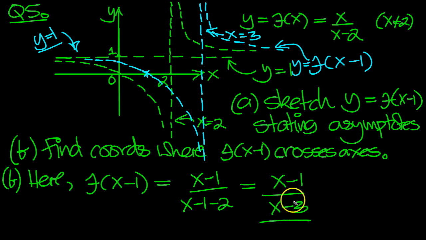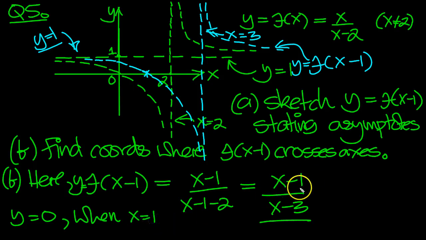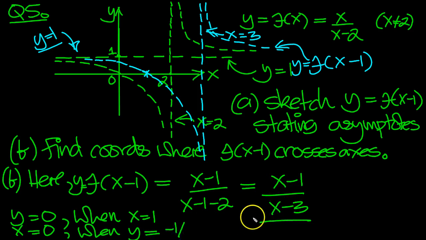So find the coordinates where this crosses the axes. So when does this y value equal 0? y equals 0 will give the value on the x-axis. Well, this will be 0 when x is 1, won't it? By inspection there. And when x is 0, put 0 in here, you get minus 1, and put 0 in here, you get minus 3, which equals 1/3. So this coordinate on the new curve is when x is 0, y is 1/3.